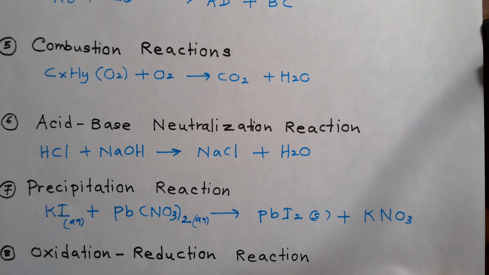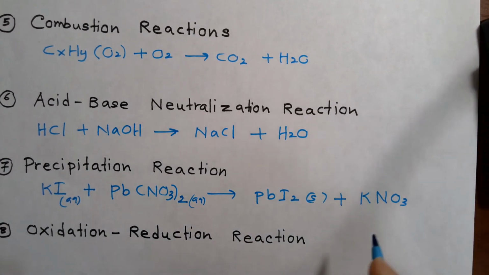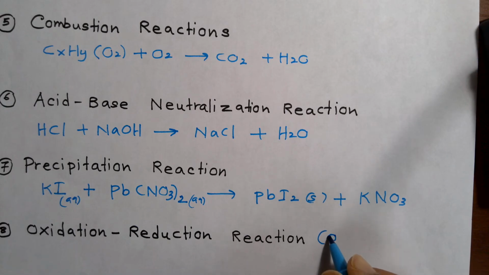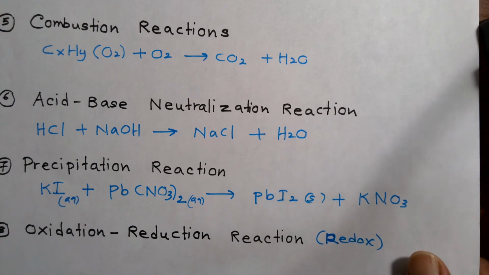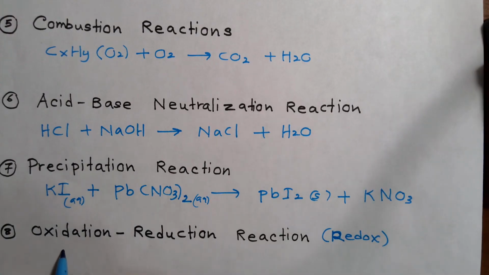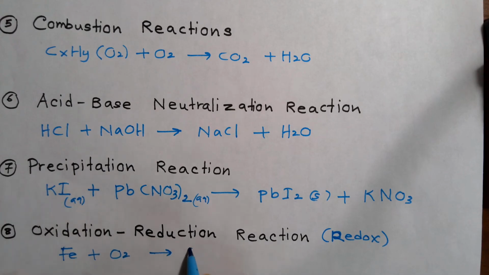Another type of reaction is oxidation reduction reactions, or simply redox reaction. Redox reaction means both oxidation and reduction half reactions occur within the same equation. Then we call it an oxidation reduction reaction. For example, if we take Fe plus oxygen to form Fe2O3, what is this reaction? This is the iron rust formation reaction.